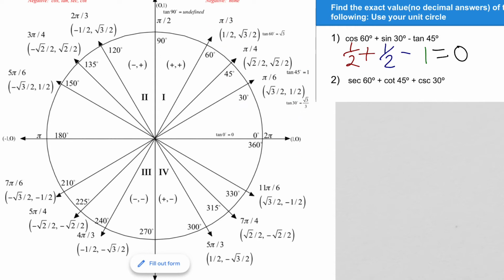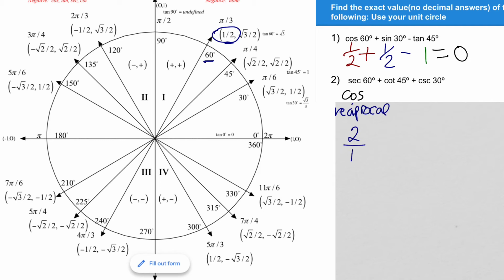Let's take a look at now number 2. All right, we need to find secant of 60 degrees. Now, secant is the reciprocal of cosine, right? So let's go to 60 degrees, which is here. And we're going to look at cosine first. And cosine is this x part. But what do I need to do with a half? It's the reciprocal. So I need to do the reciprocal of 1/2, which is 2 over 1, or just 2.